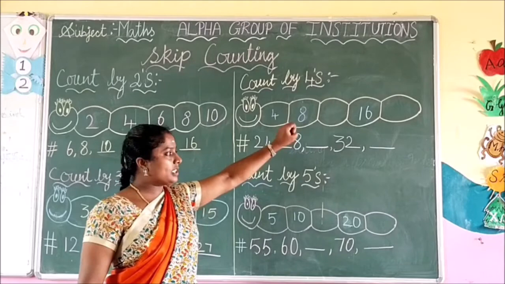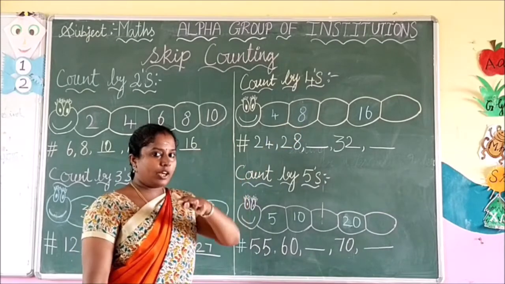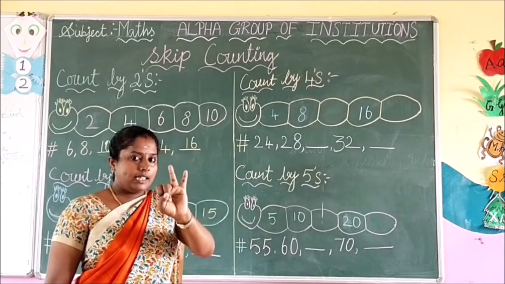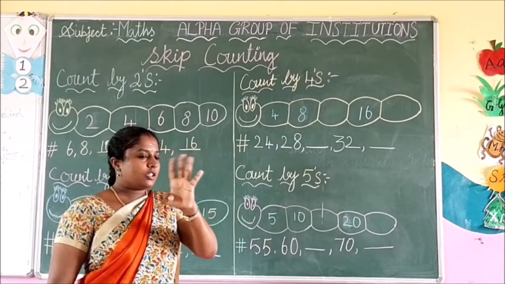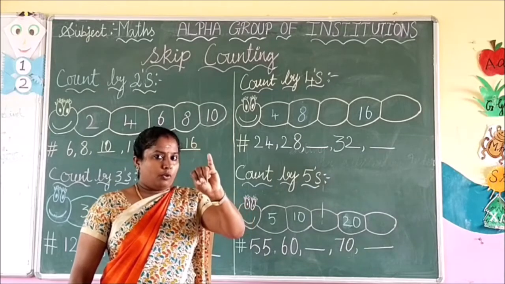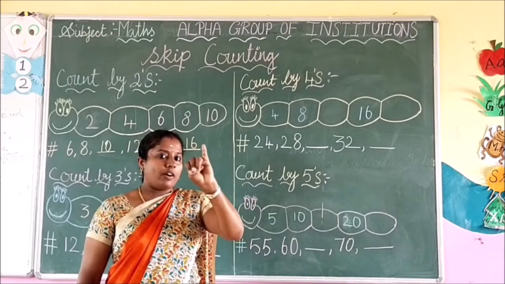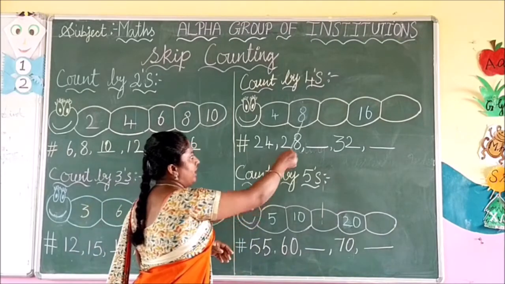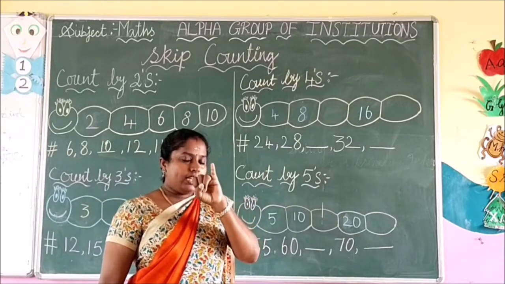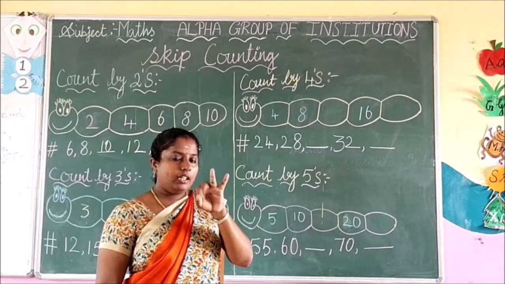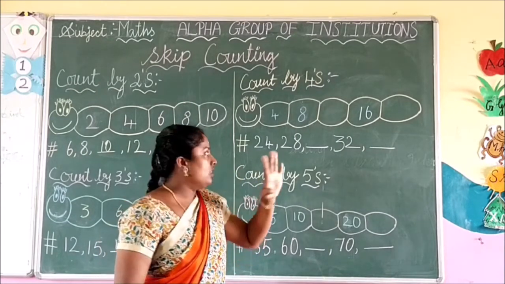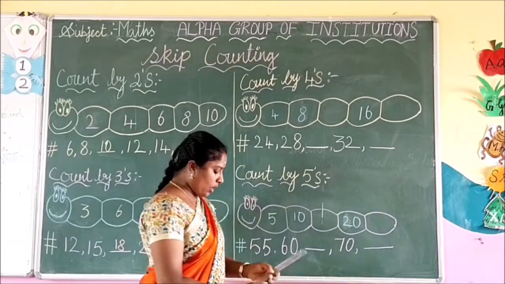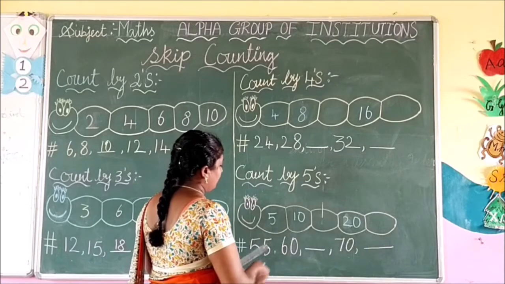How many numbers are in between 4 and 8? Shall we count? After 4: 5, 6, 7, 8. So after 8: 9, 10, 11, 12. So what number has to come here? 12.